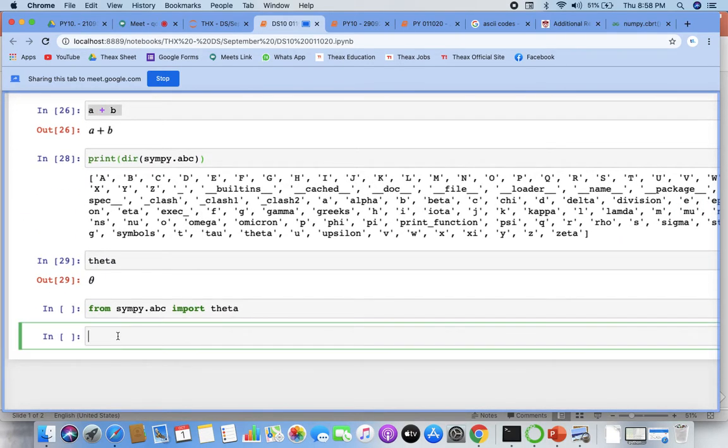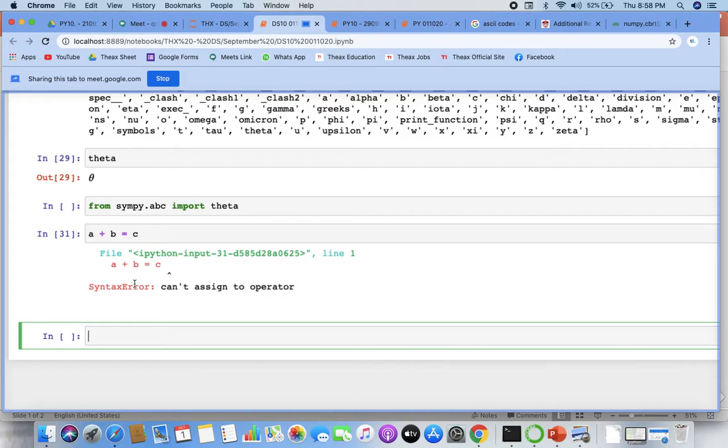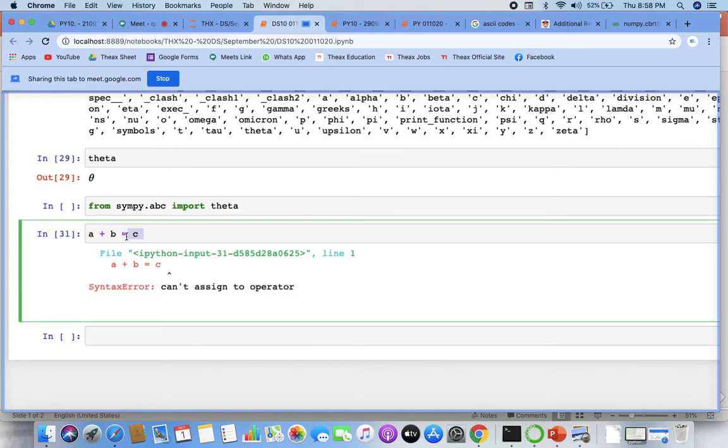So that's why we didn't get an error. But still, if I write A plus B equals C, I'll surely get a syntax error because this cannot assign to the operator. Equals we cannot just use like this. These are expressions, so basically we need to write an equation. This is an equation, A plus B equals C. Making an equation is different from expressing an expression. So I can write that this is an expression, which could be A plus B.